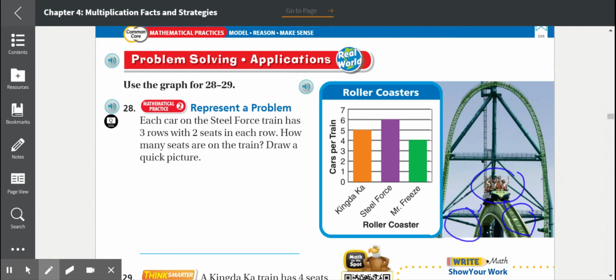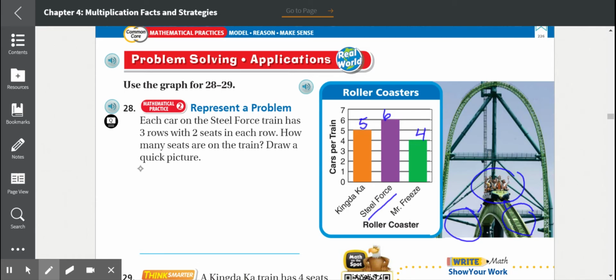So on the King Dakar, there are 5 cars. On the Steel Force, there are 6. And on Mr. Freeze, there are 4. Okay. So each car on the Steel Force train, so we're looking at Steel Force, each car on the Steel Force train has 3 rows with 2 seats in each row. How many seats are on the train? Draw a quick picture. So there are how many cars per train?